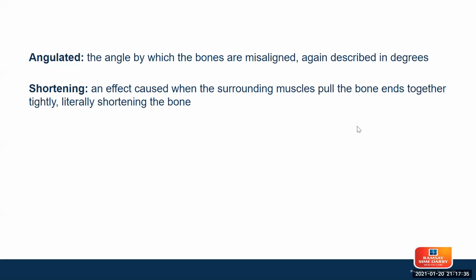Sometimes you can get a shortening effect, because the muscle pulls the bone and there's an overlap of the two fragments. So you call it a shortening. It's an effect that, once treated, shouldn't be there.